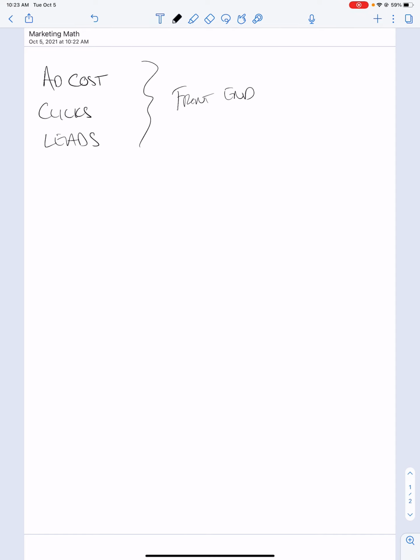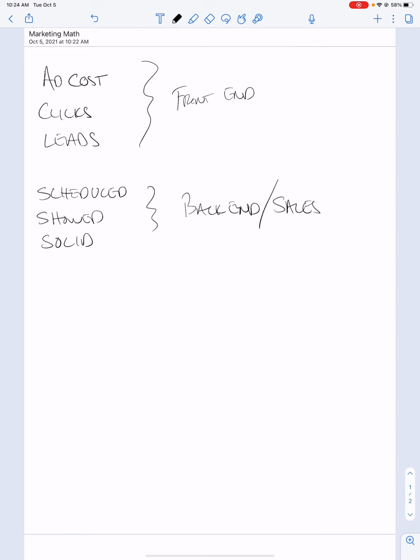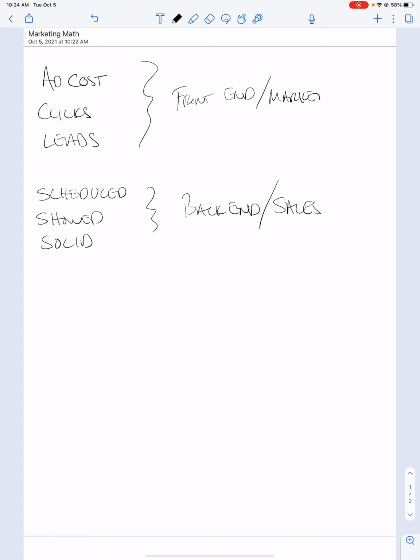Then you're going to have scheduled, showed, sold. This is kind of back end. Sales. Okay. And these work together. What we need to be able to understand is the math that goes behind this, in the simplest terms. This can be broken down even deeper, but let's just keep these things simple.